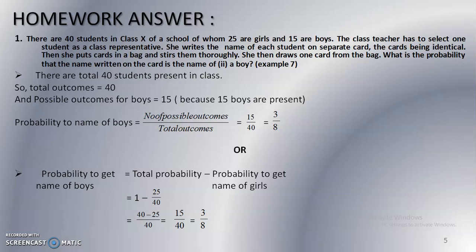As well, you can use another method: probability to get the name of a boy equals total probability minus probability to get the name of a girl, equals 1 minus 25 by 40. Here nothing is in the denominator, so LCM is 40. So 40 into 1, 40 minus 25 divided by 40. 40 minus 25 equals 15 divided by 40. So ultimately the answer is the same, 3 divided by 8. Got it? Now next, second question.